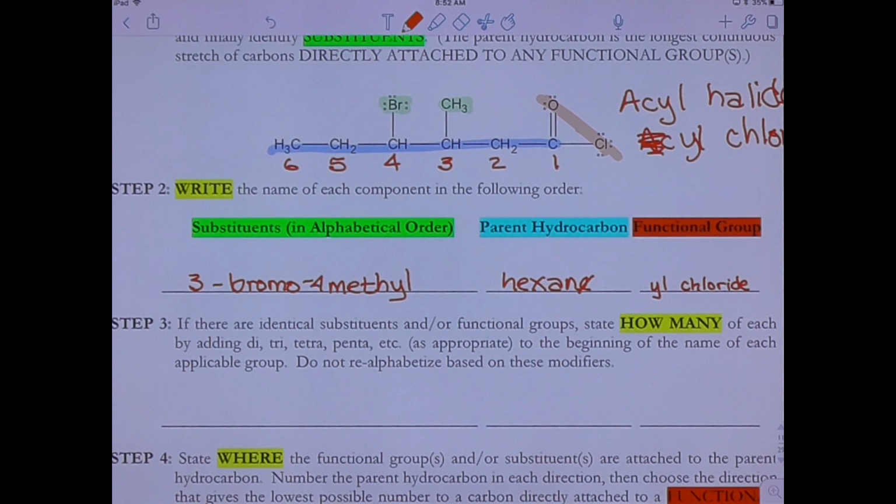3-bromo, 4-methyl, hexanyl chloride, sorry. Wrong way around. 4-bromo. Did I get it? Oh, bother. 4-bromo, 3-methyl hexanyl chloride.